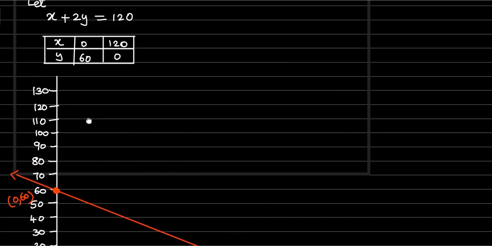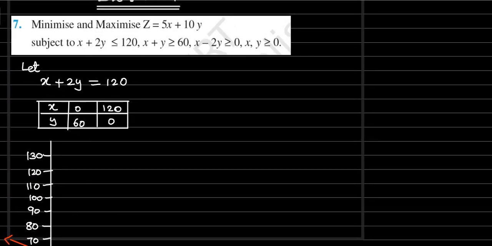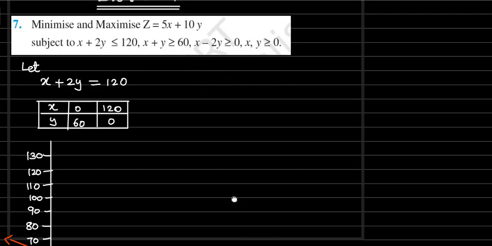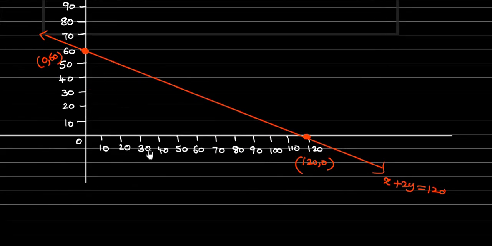I will take it and substitute in the first inequality. So 0 comma 0, in place of x and in place of y, if we replace 0 here, then 0 plus 2 times 0 is 0. Is 0 less than or equal to 120? Does the condition satisfy? Yes, it's true. So 0 is less than 120, the condition is satisfying. So for the given inequality, we have a solution below this red line, this side.